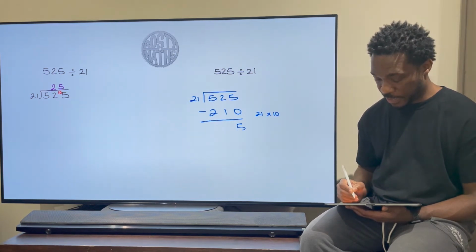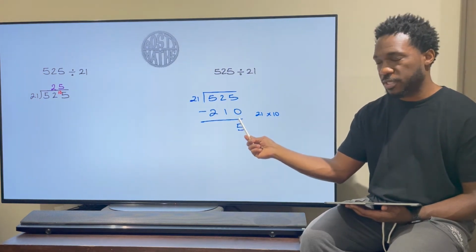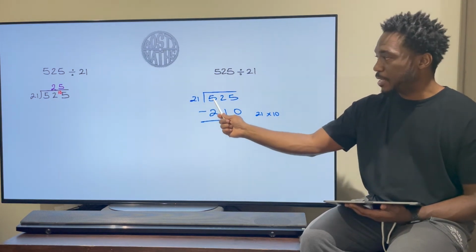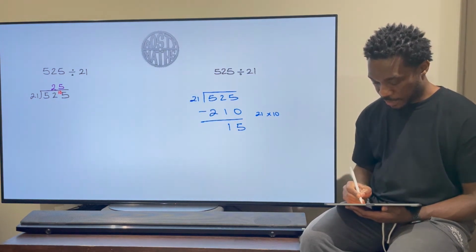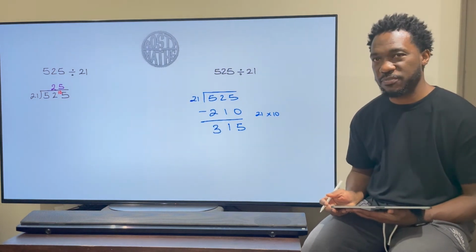That's going to be 5. And don't forget, when you're subtracting, you start from your units first. 2 take away 1, that's 1. And then 5 take away 2, that's 3. So that's pretty much left me with 315.